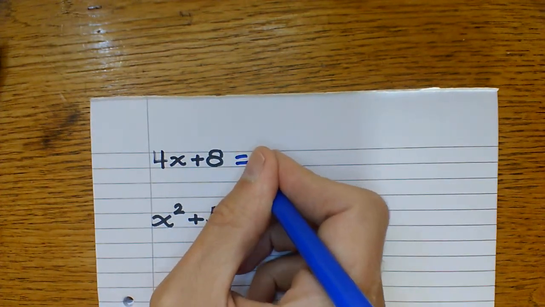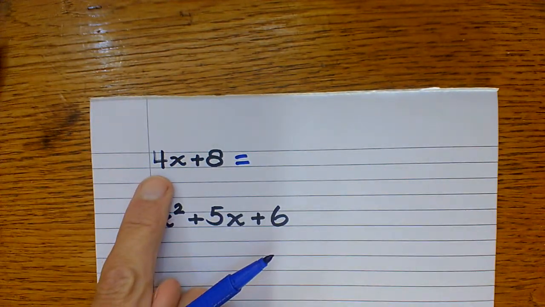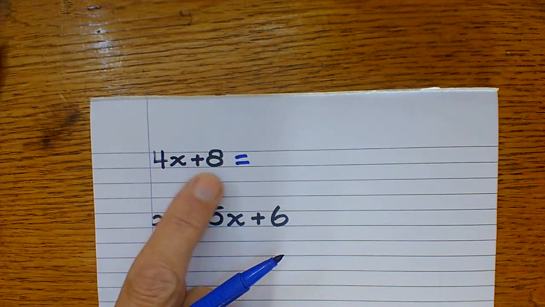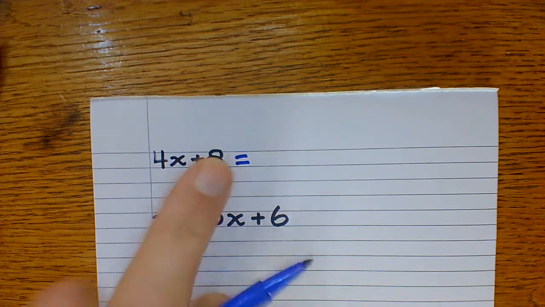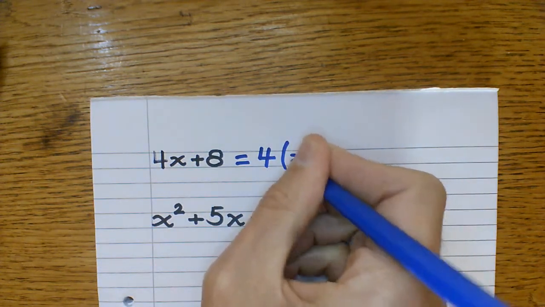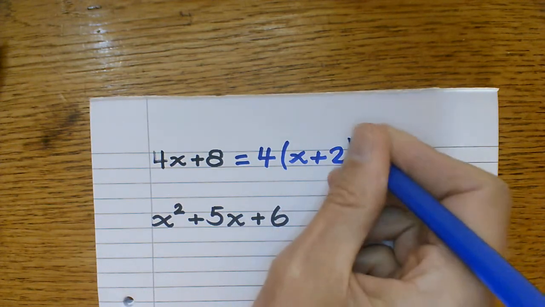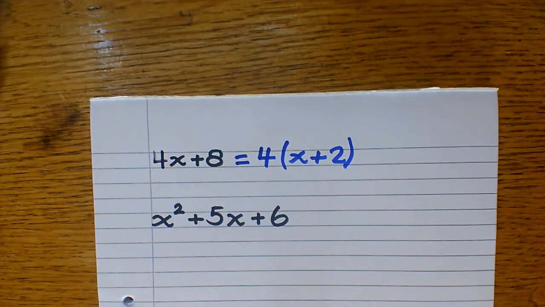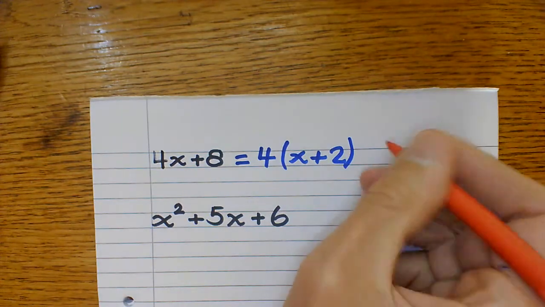Way back in National 4 or Level 4, when we came across something like that, we noticed that 4 was a common factor. 4 goes into both 4 and 8, so we took out the common factor like this and made it 4 brackets x plus 2. So that's what we were doing when we were doing National 4.